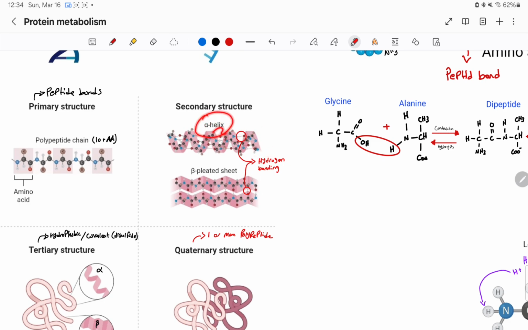It can take an alpha helical structure, where it is like a coiled shape. Or it can take a beta pleated structure, where the protein is stretched out. What determines this? It is based mainly on hydrogen bonding. There are other things, but mainly this is due to hydrogen bonding of the amino acid backbones, being attracted to one another and allowing this coiled shape to happen.